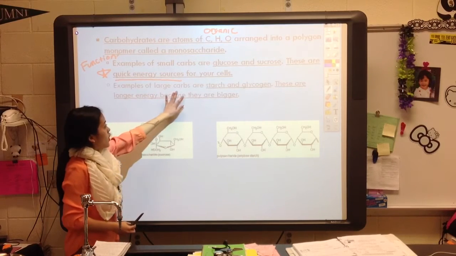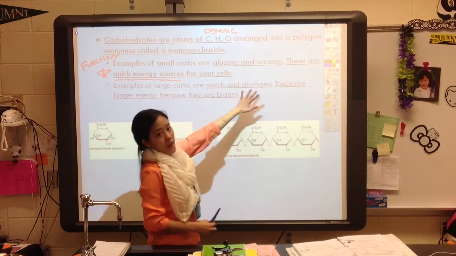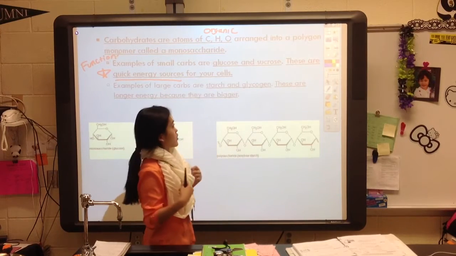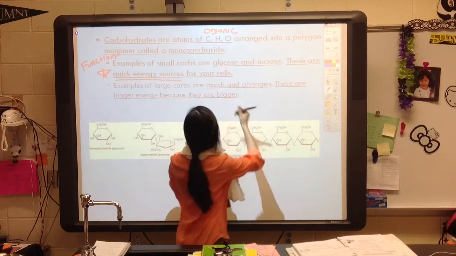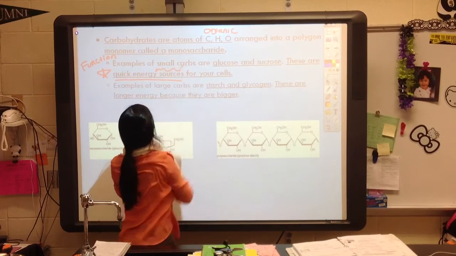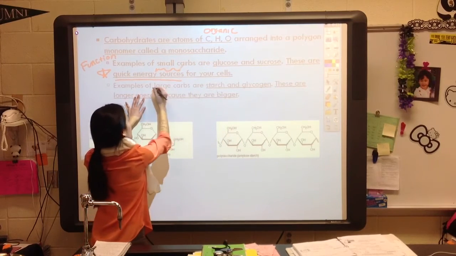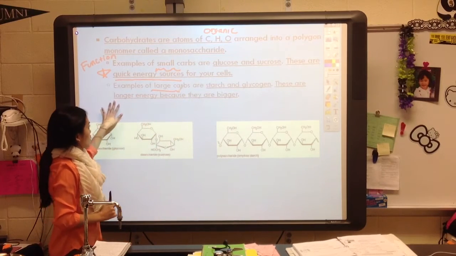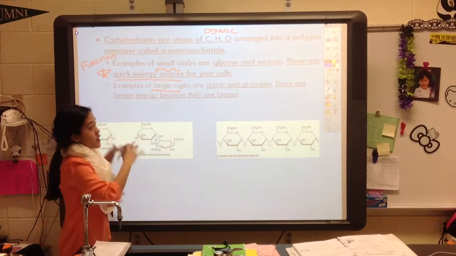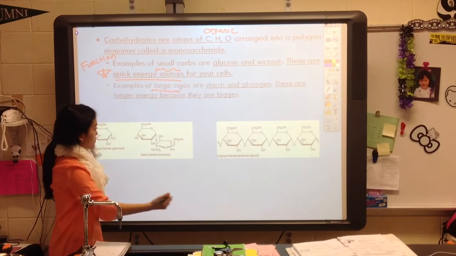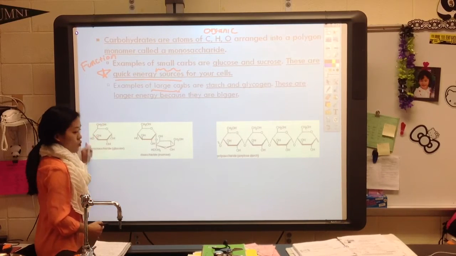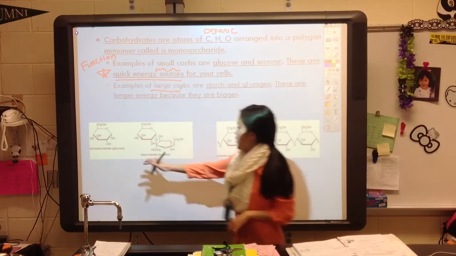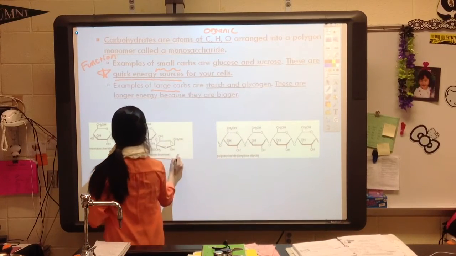An example of large carbs are starch and glycogen, so two more names of big carbohydrates. Glucose and sucrose are going to be small, and then starch and glycogen are going to be large. Starch and glycogen are going to provide longer energy because they are bigger. In your notes you actually have the same pictures right here. Here you have glucose and sucrose.